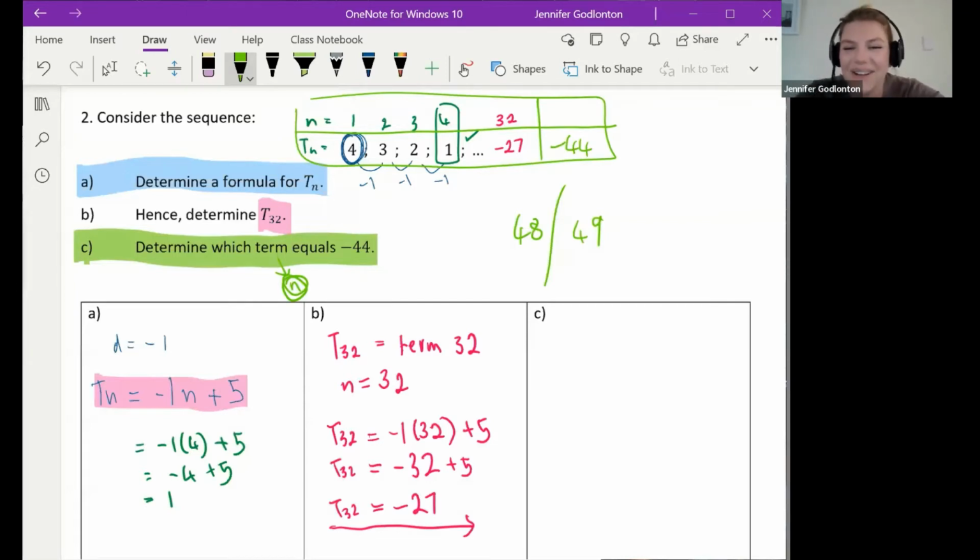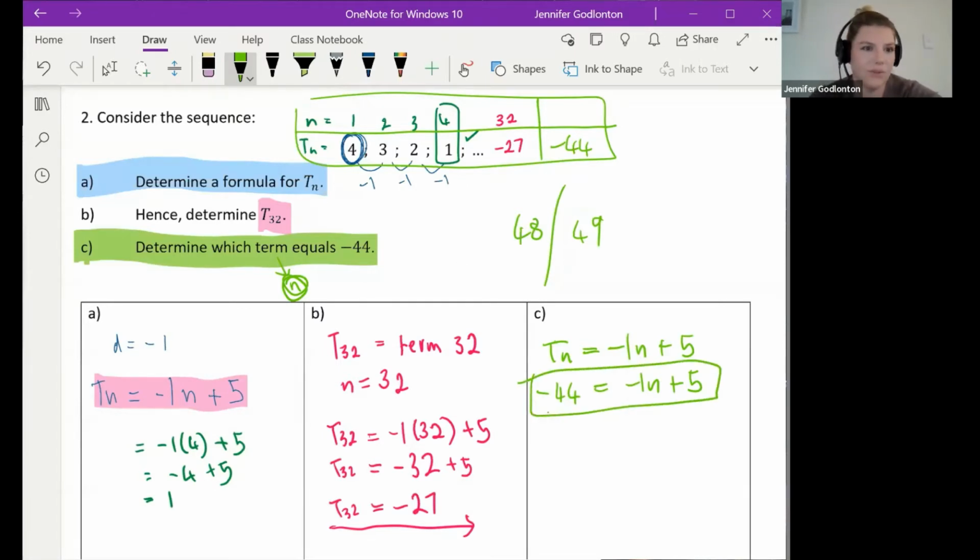Okay, so I'm going to write our equation out first. We've got Tn is equal to -1n plus 5. Okay, that's our first start. We now know that our Tn, because it's at the bottom of our table, is -44. So -44 is equal to -1n plus 5. Everyone happy with this point? Is there anyone who is unhappy with the line that I have just written over there? If you're unhappy with that, please let me know.